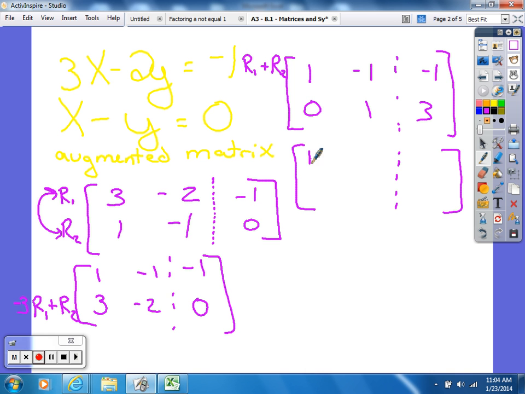So I'll have 1, 0, 3 and negative 1 make 2, right? And on the bottom row, the bottom stays the same. So I'm only ever changing one line at a time. So my answer to this problem is 2, 3.